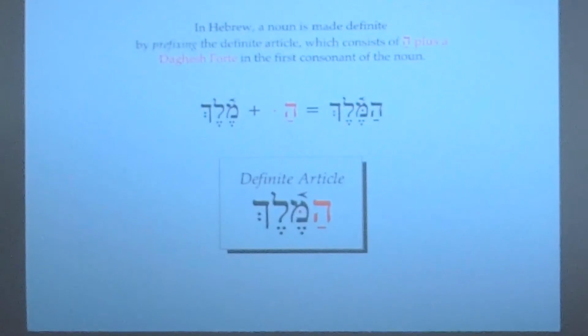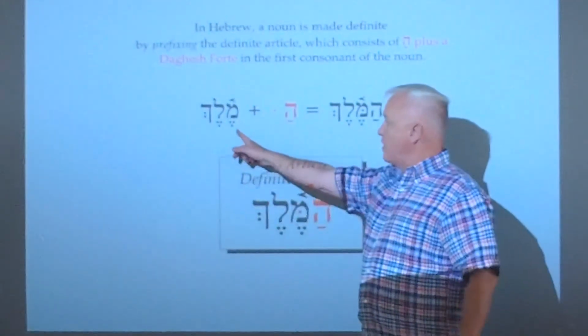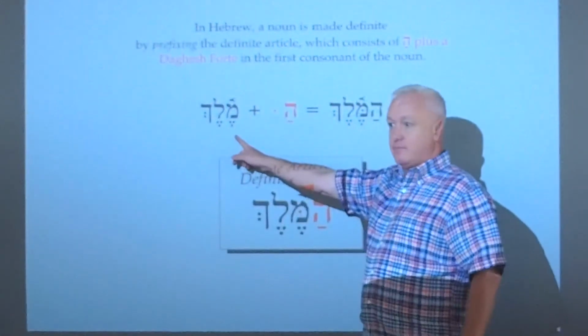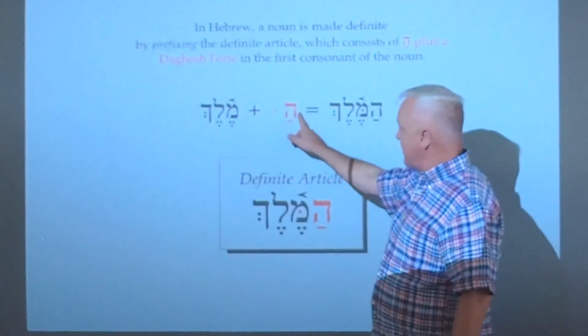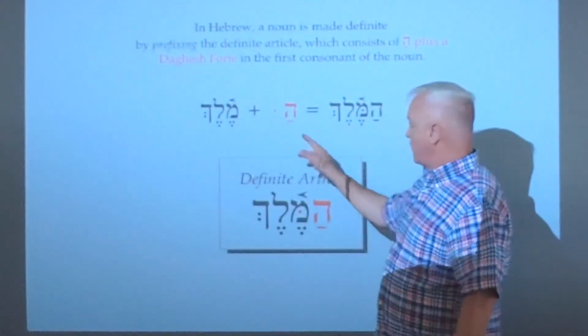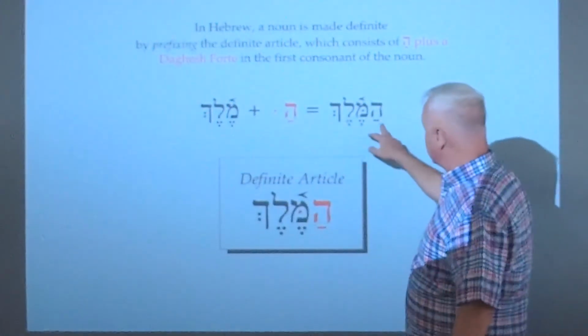So here we have this word, which, does anyone know this word? Melech? King. King. And we have our series of symbols, the he, the patak, and the dagesh, which form the definite article, and here it is put together.